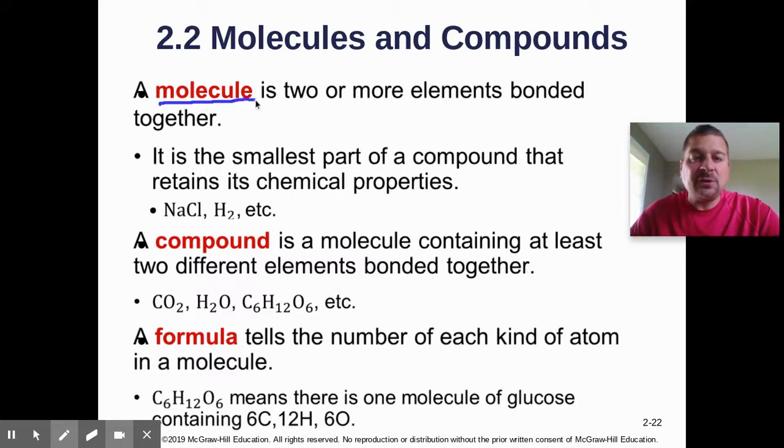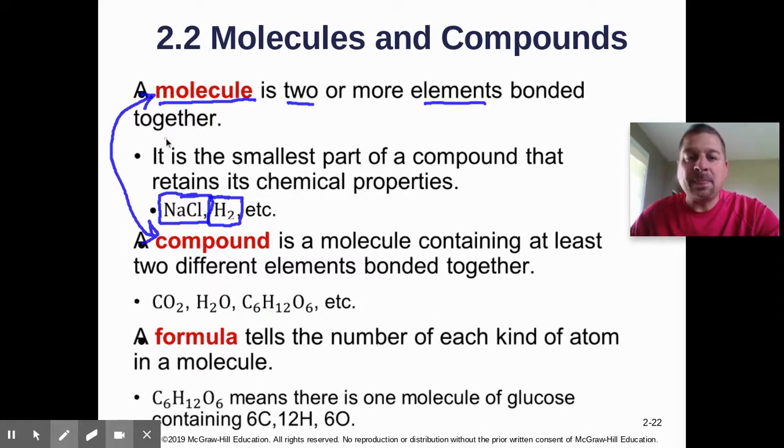Molecule is where you have two or more elements bonded together. So, for example, later we're going to look at sodium chloride. You have one molecule of table salt. Or hydrogen gas. It can be two of the same atoms bonded together. So when you've got two or more atoms bonded together, they are going to make a molecule. A lot of times in biology, we will use molecule and compound kind of interchangeably.